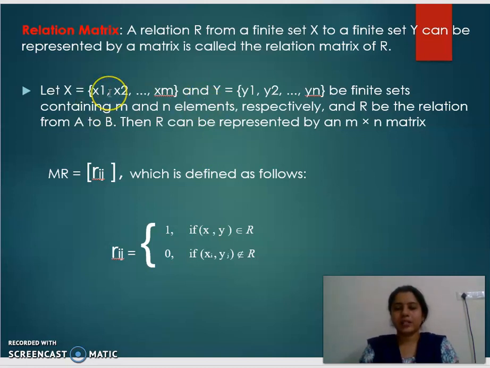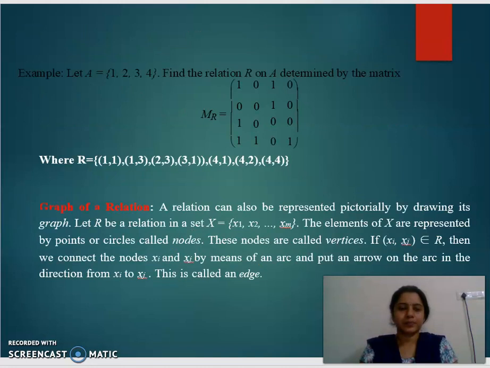If an element x1 is mapped with the y1 element, in that particular x1 y1 position we place 1, otherwise we place 0. So MR is a matrix of Rij, and each element Rij in the matrix is filled by either 1 or 0. We fill 1 if (x, y) belongs to R, otherwise it is filled by 0.